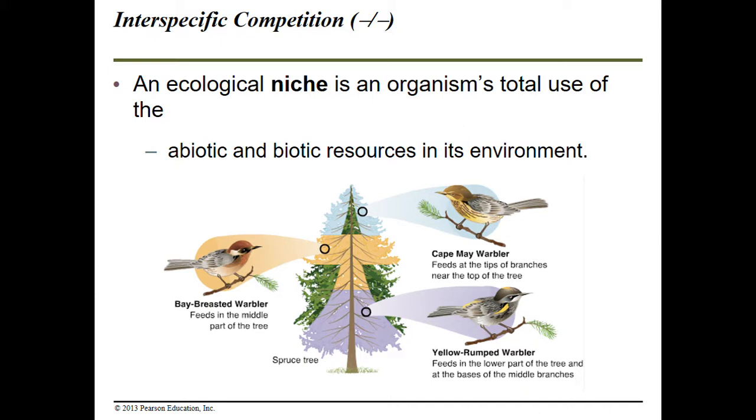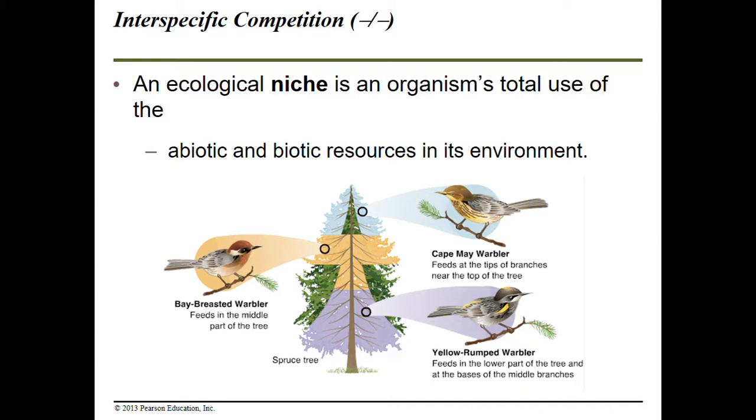First, we have competition where both species are harmed. This happens because there's overlap in their ecological niches. Ecological niches include biotic and abiotic factors of the space that these animals are inhabiting. So where animals get their water, where they nest, where they get their nutrients. If birds are using the same tree, for example, they'll compete.